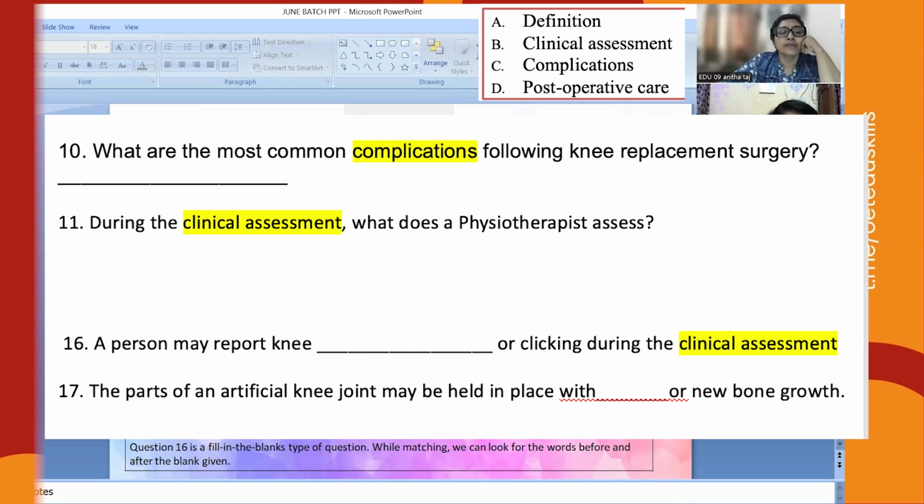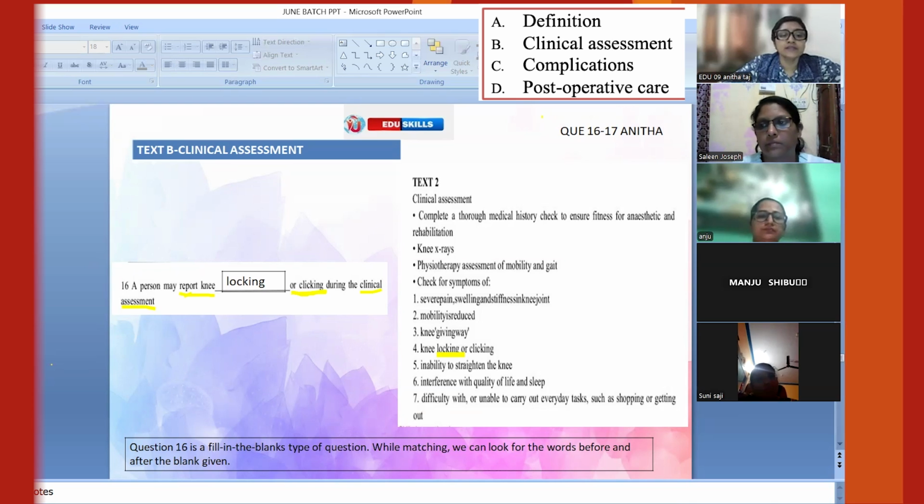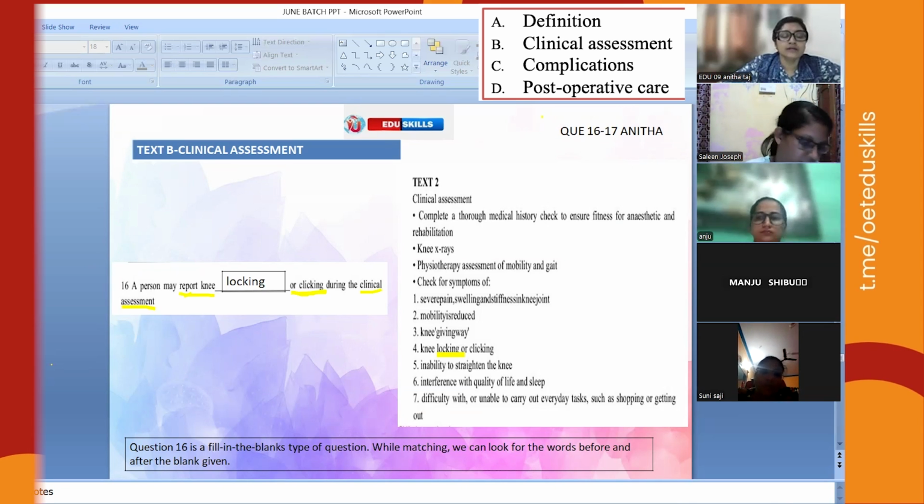Here, a person may report knee and a gap to fill. When we underline the hedging words before and after the gap, the blank space, we have to look for the same words, or sometimes synonymous expressions may come. But here it's given directly and we just have to copy and paste: locking into the gap. I think this is clear for this question.